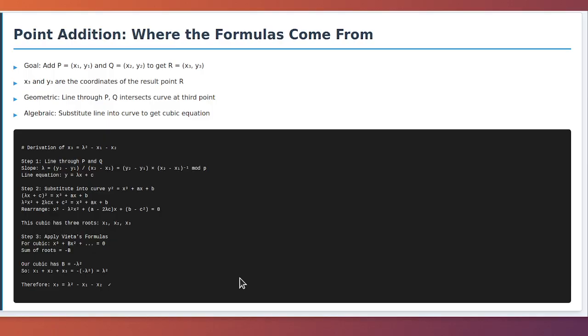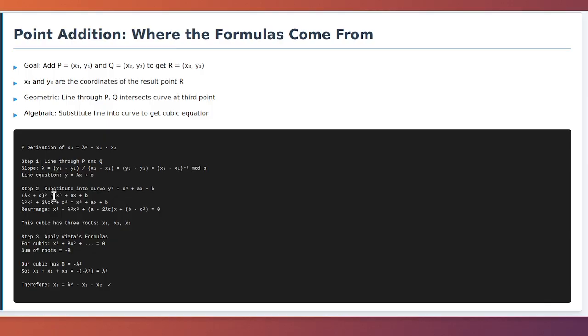First, let's discuss the notation. When we write P equals (x1, y1) and Q equals (x2, y2), and we compute P plus Q, we get a result point R equals (x3, y3). The subscript 3 simply means the third point. We have point 1, point 2, and their sum is point 3. So, x3 and y3 are simply the coordinates of the result.